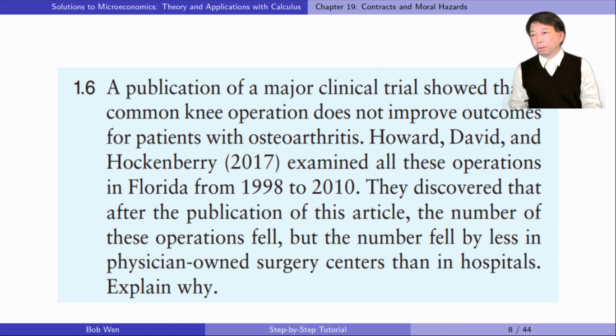Let's solve exercise 1.6. A publication of a major clinical trial showed that a common knee operation does not improve outcomes for patients with osteoarthritis. Researchers examined all these operations in Florida from 1998 to 2010. They discovered that after the publication of this article, the number of these operations fell, but the number fell by less in physician-owned surgery centers than in hospitals. Explain why.